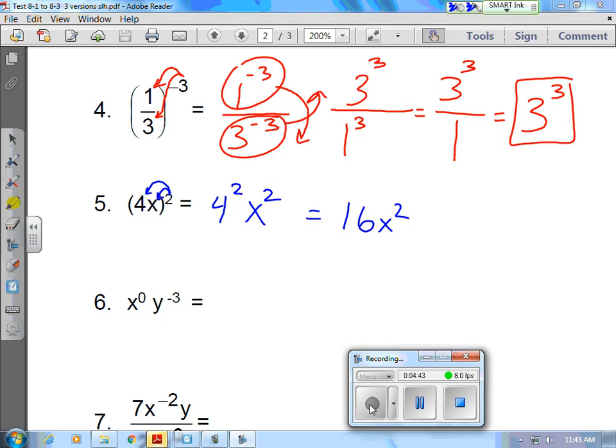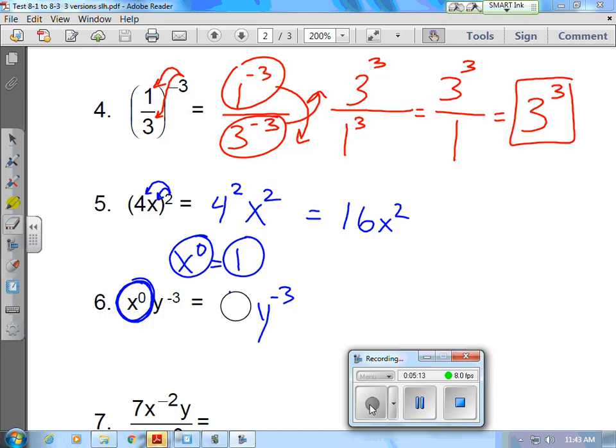Number 6, x to the 0 is 1. Anything to the 0 power is 1. So this factor is totally removed, the x included. You take this out and put that in its place. 1, y to the negative 3. There is no more x. And 1 times anything, you don't have to write the 1.